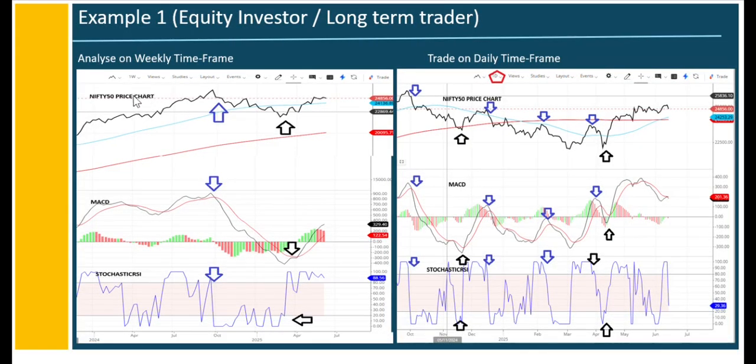I've added Nifty 50 at the left side. As you see, this is the price for weekly. I also added MACD and stochastic. So based on learning, I'll just pick up the examples.